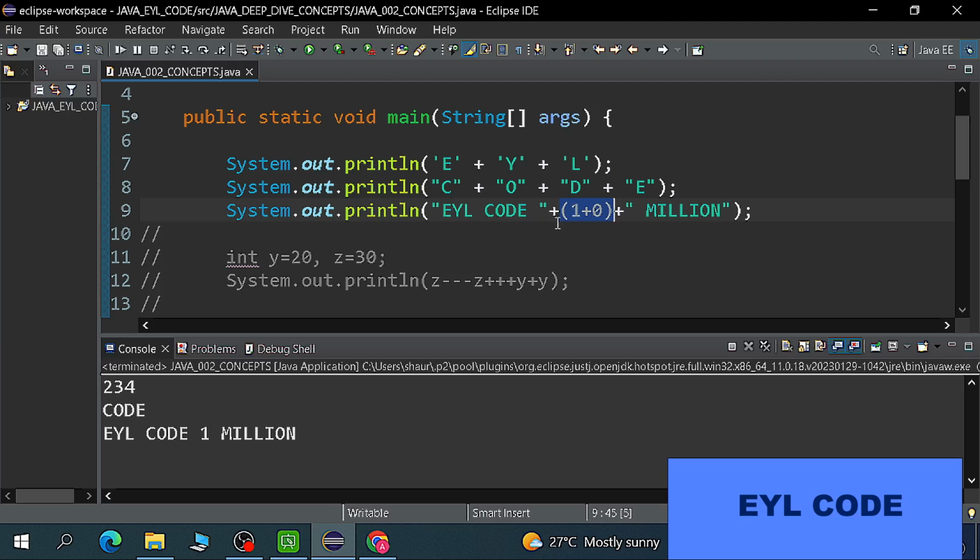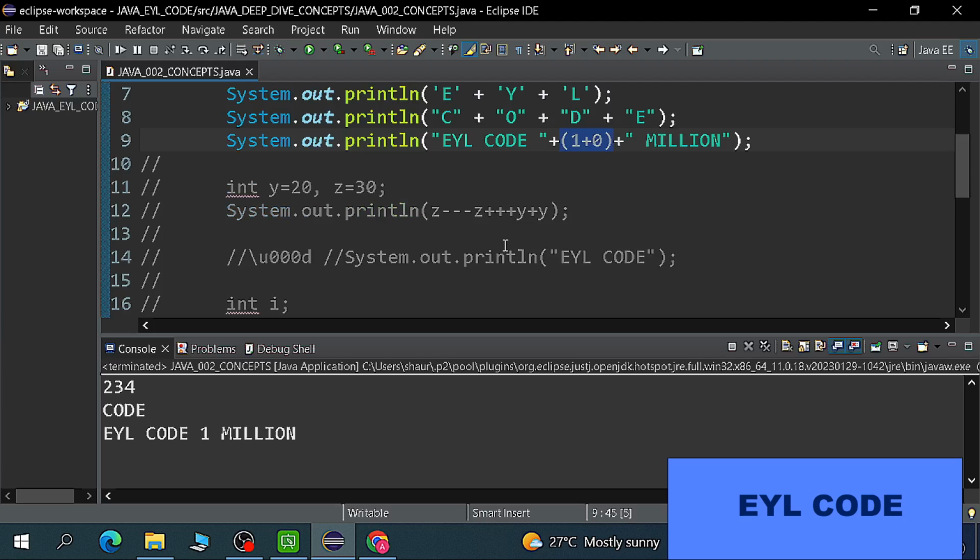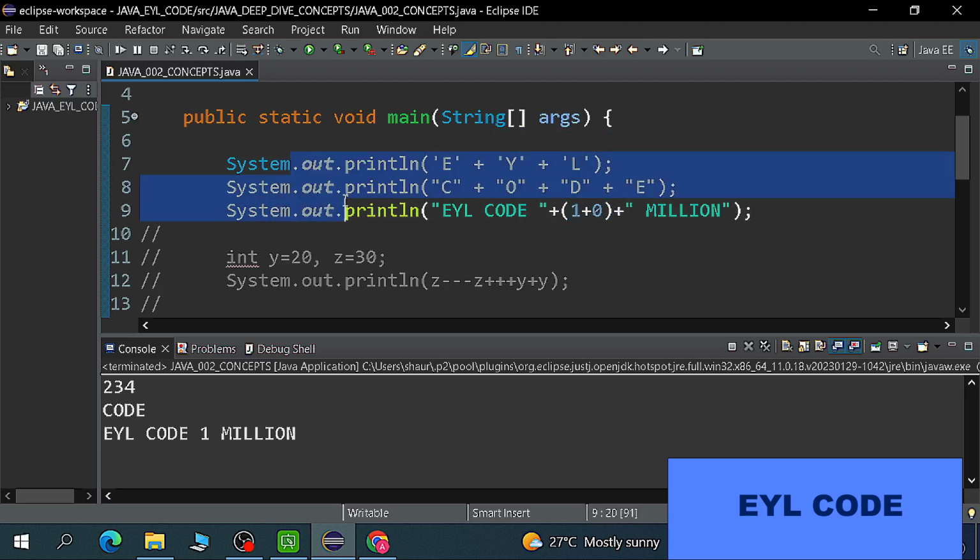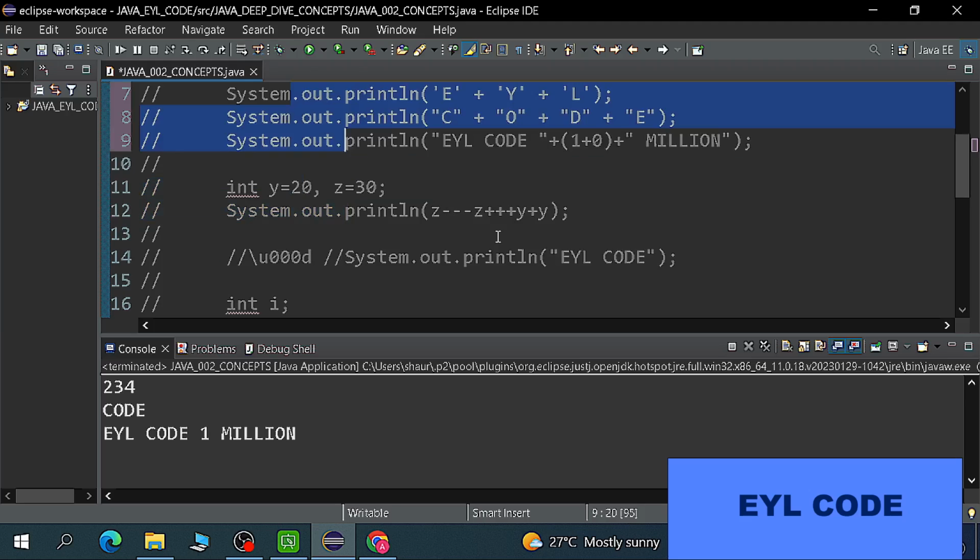So now this plus is going to be used for concatenation, not for arithmetic operation, right? So these are some tricky questions. Now let's move to the second tricky question. First of all, let me make this a comment. So again, this is one of the most tricky questions. Now most of the people are going to be confused.